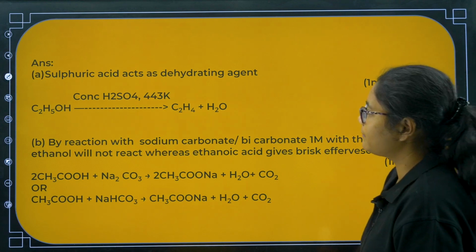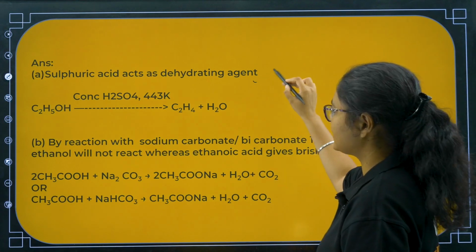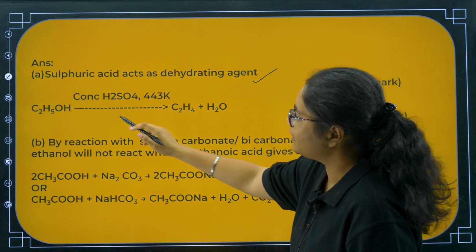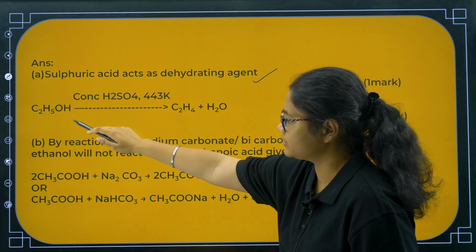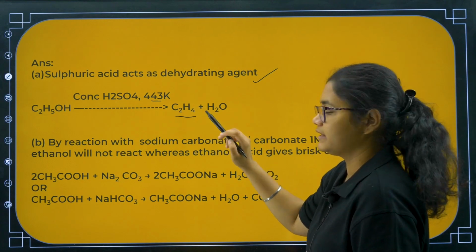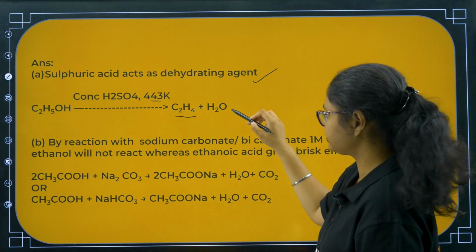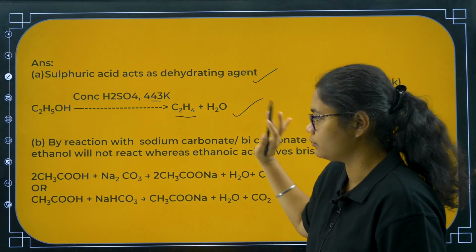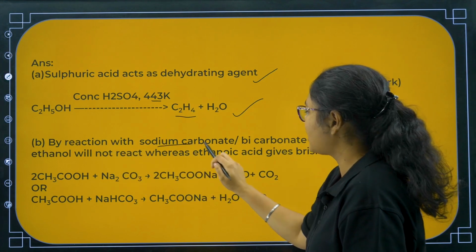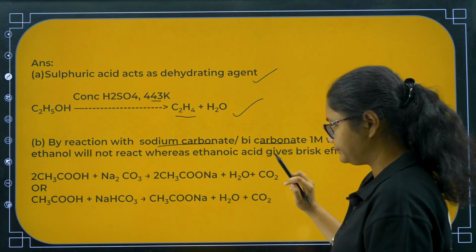Now coming to the OR part, so what is the use of sulfuric acid? It is used as a dehydrating agent, that will give you 1 mark. And how to write the reaction? C2H5OH with concentrated H2SO4 at 443 Kelvin will give you C2H4. This will give you 1 mark. So total 2 marks.